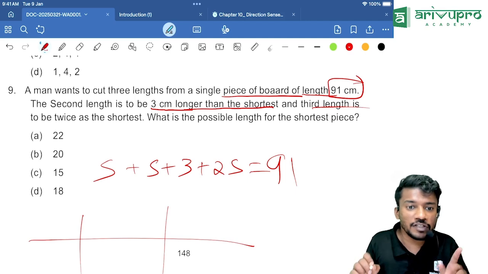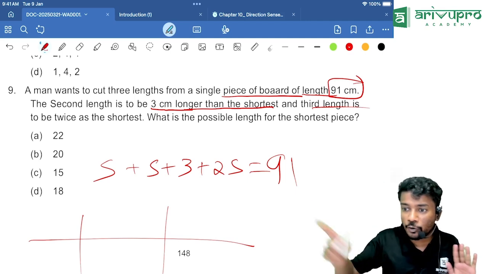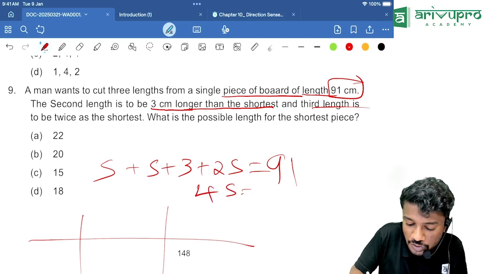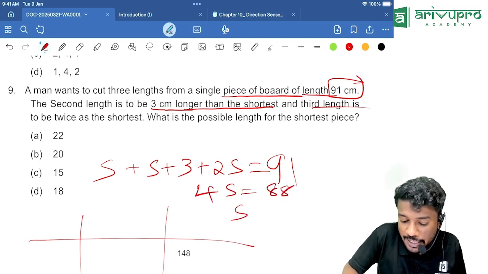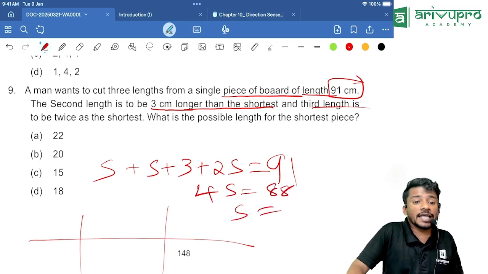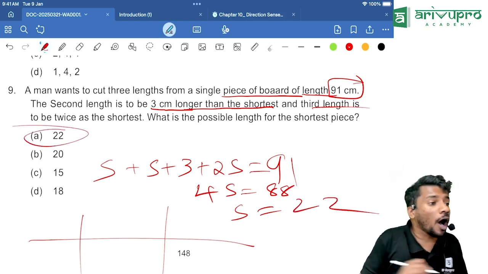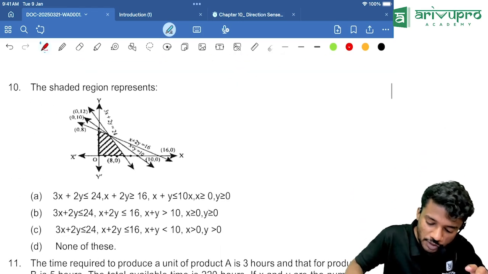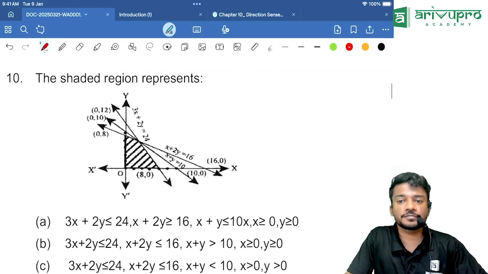So the sum of everything is 91, right? Any doubt in that? The sum at the end is 91. So 4s is equal to 88. S is equal to 88 by 4. That is equal to 22. Option A is our answer. Yes. Next question. Good question.